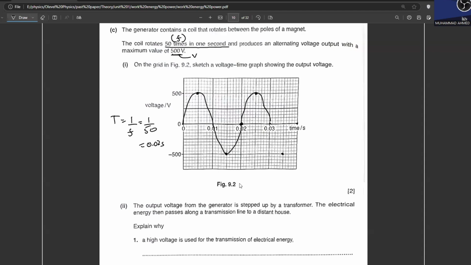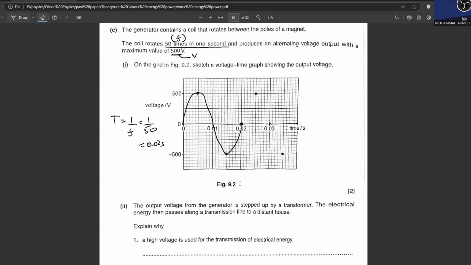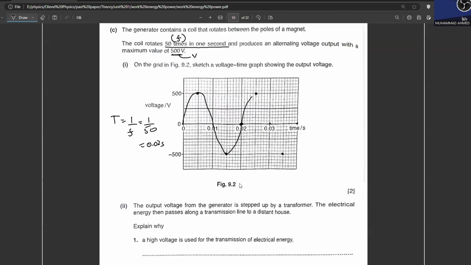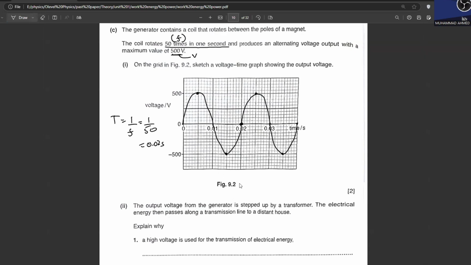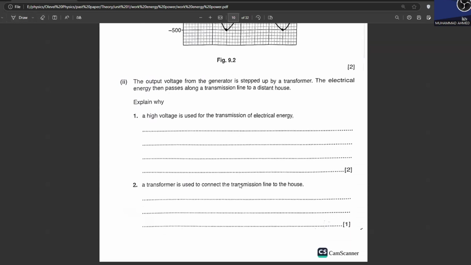Oh, actually, I'm really bad at drawing. So please pardon me for that. This has been a childhood issue. So yeah, this is your second oscillation. Let's move on to part 2.